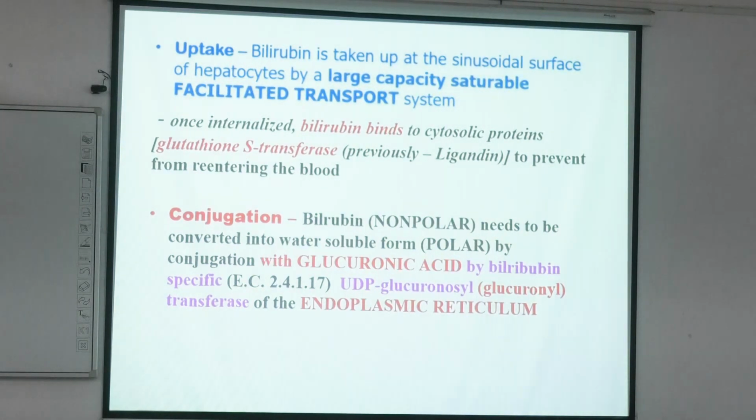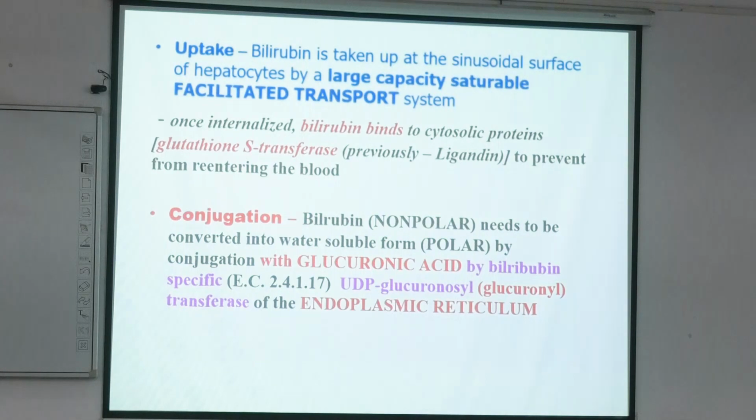Now, this part is very important and it will usually be asked in the viva: conjugation of bilirubin. Bilirubin, as I told, is a lipophilic, nonpolar substance, sparingly soluble. It needs to be converted into a water soluble form because it needs to be excreted in the bile. So it is conjugated with glucuronic acid by a bilirubin specific UDP glucuronosyltransferase.